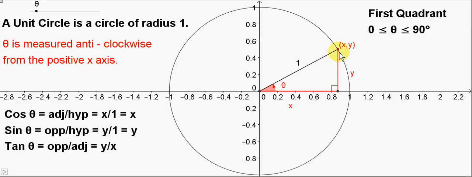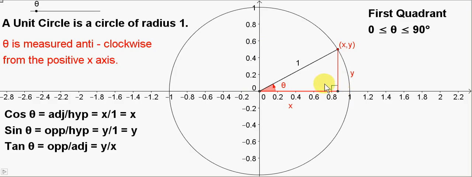Here is the general picture for a point in the first quadrant. So the coordinates are x, y. So that means the horizontal distance of the point x, y to the y-axis is x. The vertical distance is y. That's the distance of the point to the x-axis.